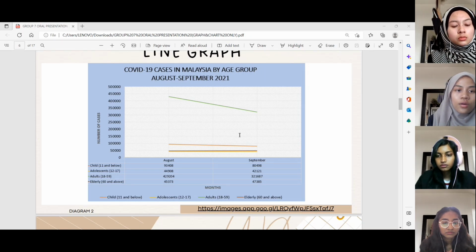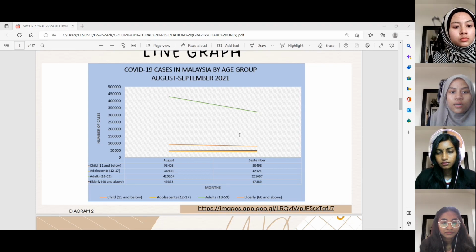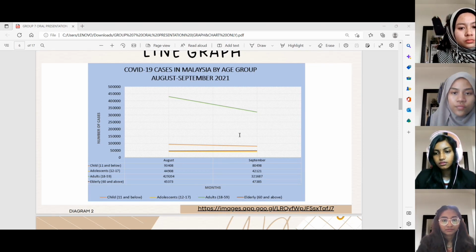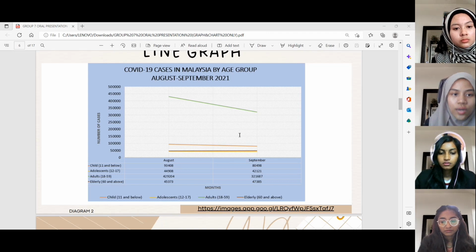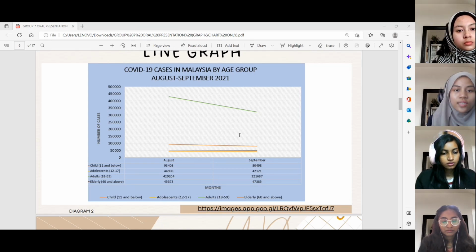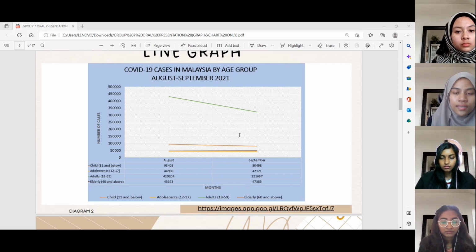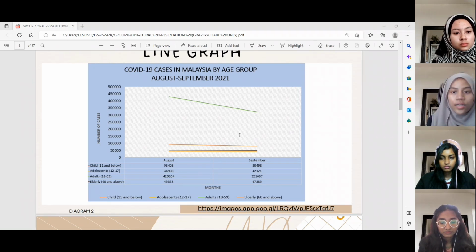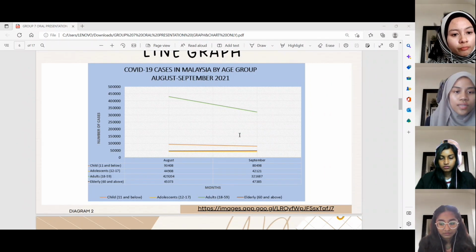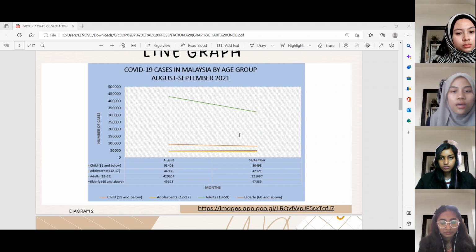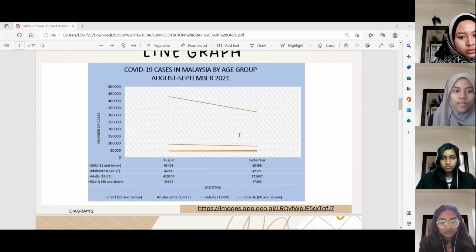In summary, from August to September, the number of cases for adults 18 to 59 dropped much from 429,204 to 321,687 cases, while for children 11 and below, the number of cases went down much to only 80,498 cases in September 2021. As for adolescents 12 to 17, the number of cases declined fractionally from 44,980 to 42,121 from August to September.